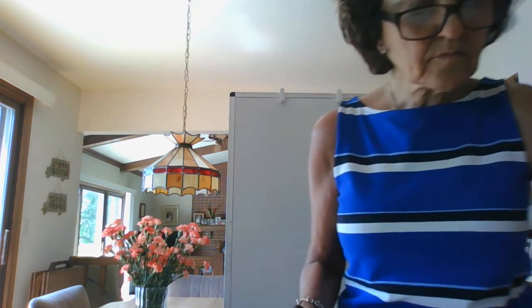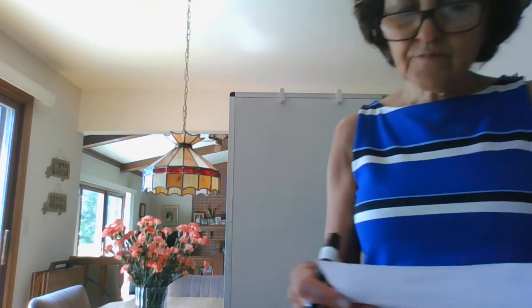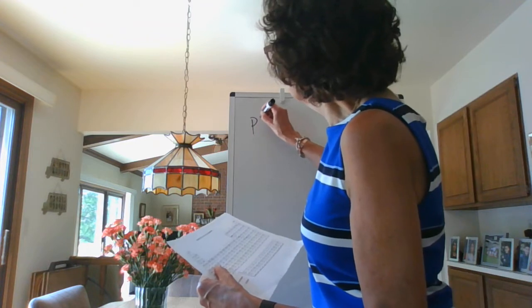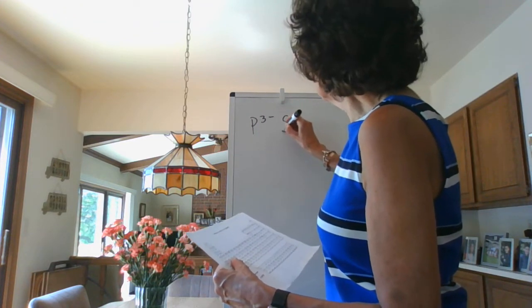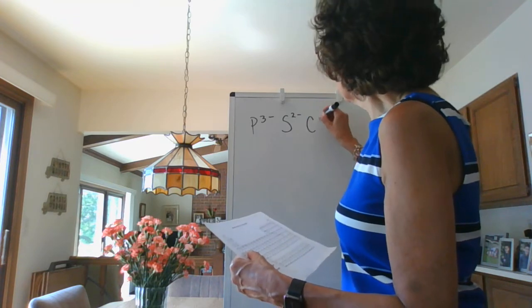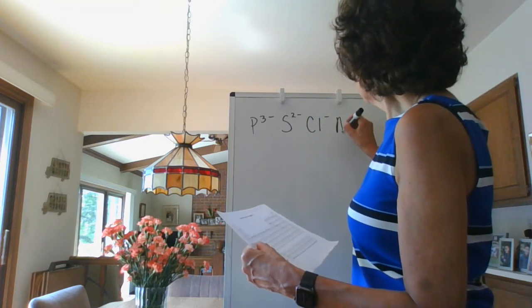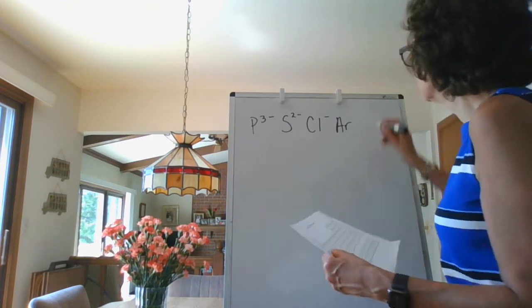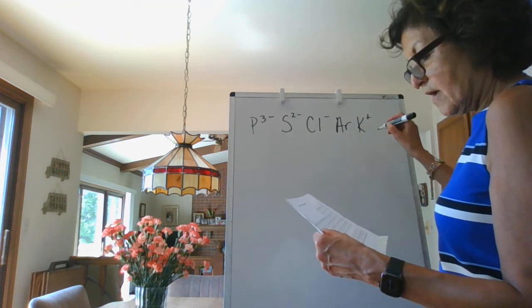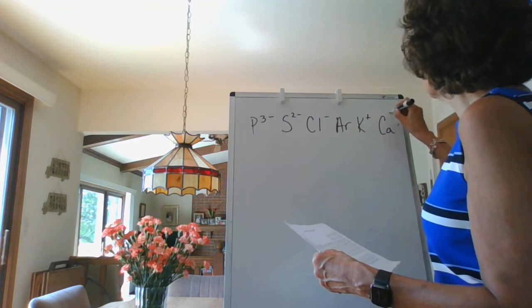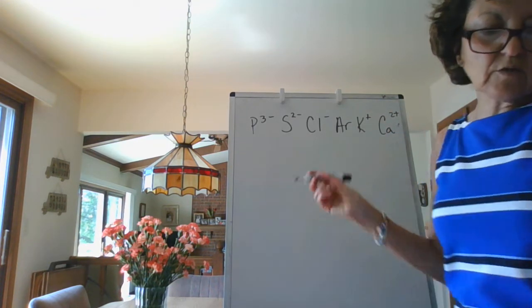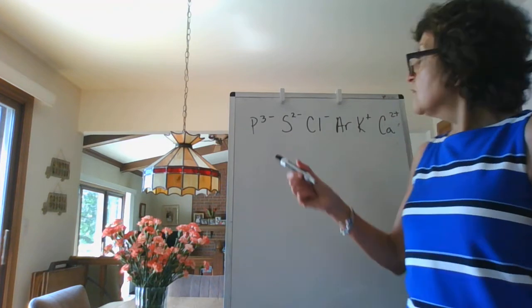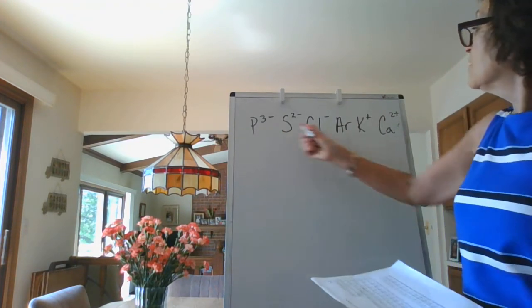All right. So we need everybody who's got the same number of electrons as argon. So we've got phosphide, we have sulfide, we have chloride, we have argon. These are isoelectronic. We have potassium, and we have calcium. All right, here's my series. This is an isoelectronic series. Everybody can see that? You can see they all have the same number of electrons.